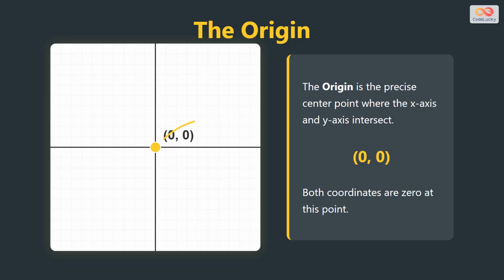The exact point where these two axes cross is called the origin. This is the 0 point for both the x and y values. We denote this mathematically as (0, 0).